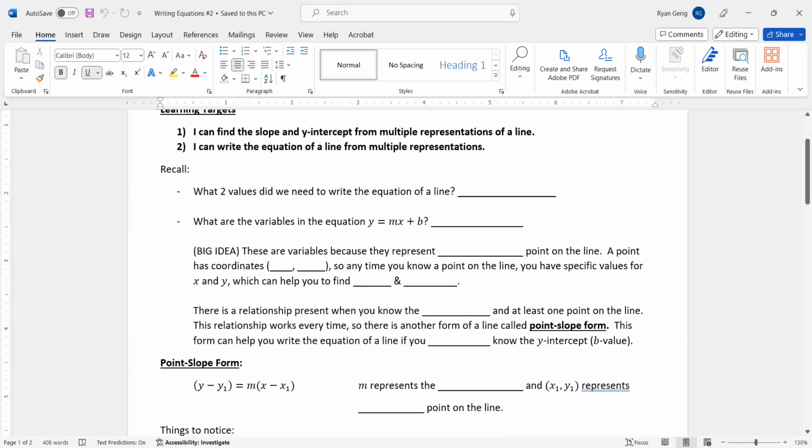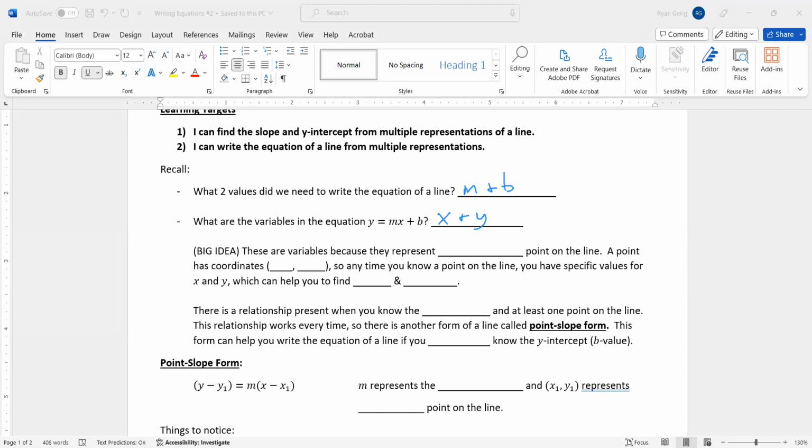What two values do we need to write the equation of a line? Hopefully you remember that we had to look for M and B. Once we found those, we could write the equation. What are the variables in the equation? Those were X and Y. Right, we're going to take this a little further now.